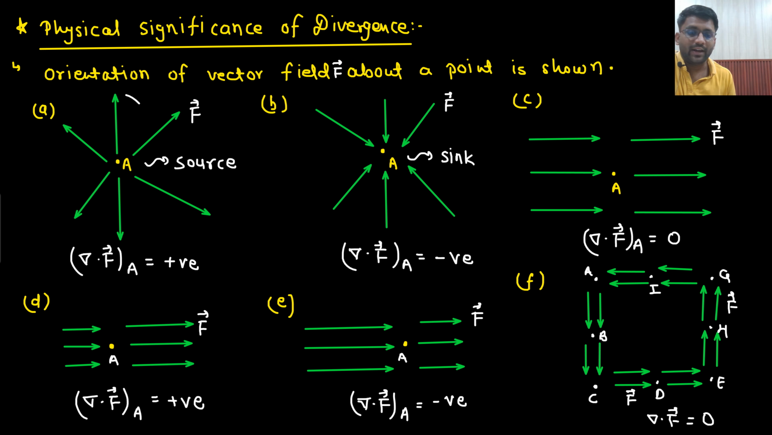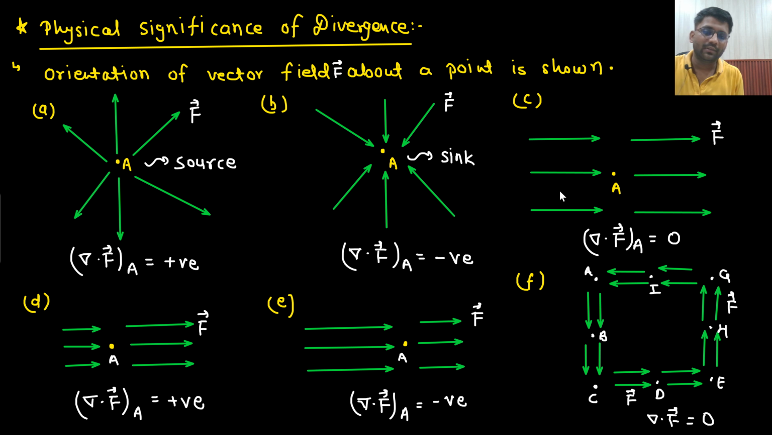So del dot F at point A, when you are standing at this point A, you are actually acting as a source of field lines. That means you are providing the field lines. That means from you, the field lines are diverging. That means del dot F at point A will be positive. Here, if you are standing, it will feel like the field lines are coming into you. That means you are acting as a sink of field lines.